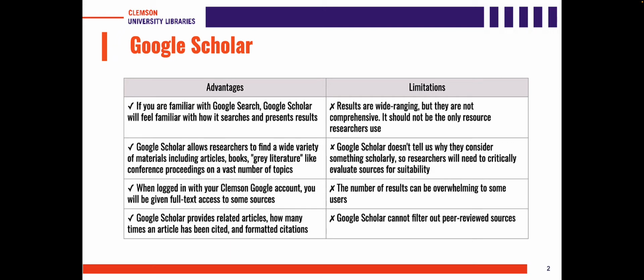Some limitations of Google Scholar include that results are wide-ranging, but they are not comprehensive, so it definitely shouldn't be the only resource that researchers use. Google Scholar doesn't tell us why they consider something scholarly, so researchers will need to critically evaluate sources for suitability. The number of results can be overwhelming to some users, and lastly, Google Scholar cannot filter out peer-reviewed sources.